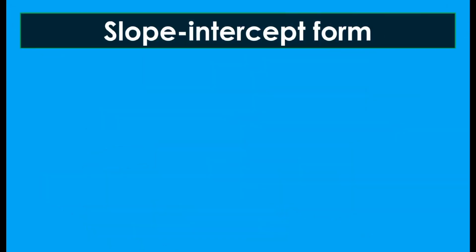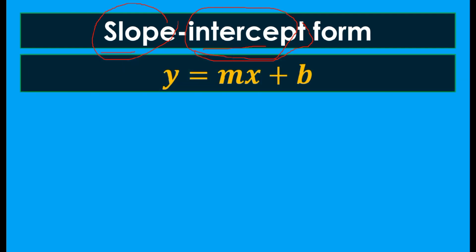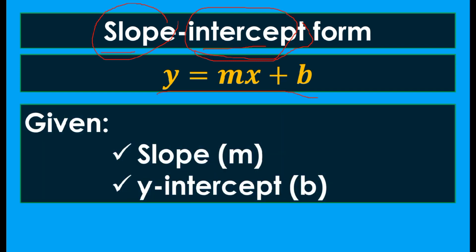Now, let's move to another form. We have the slope-intercept form. From the word slope-intercept form, my dear students, what is given would be the slope and the intercept. But this intercept here is the y-intercept. Okay, so here is the form: y equals mx plus b. Here, your slope is your m, and your y-intercept is your b.